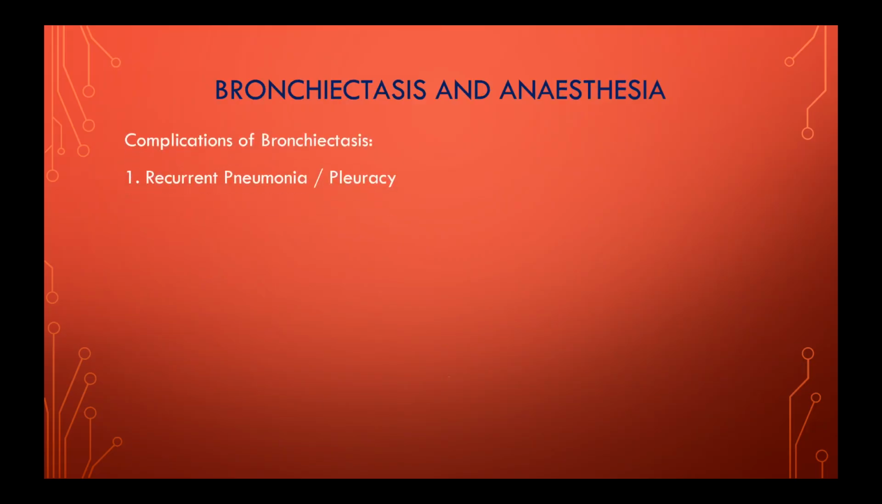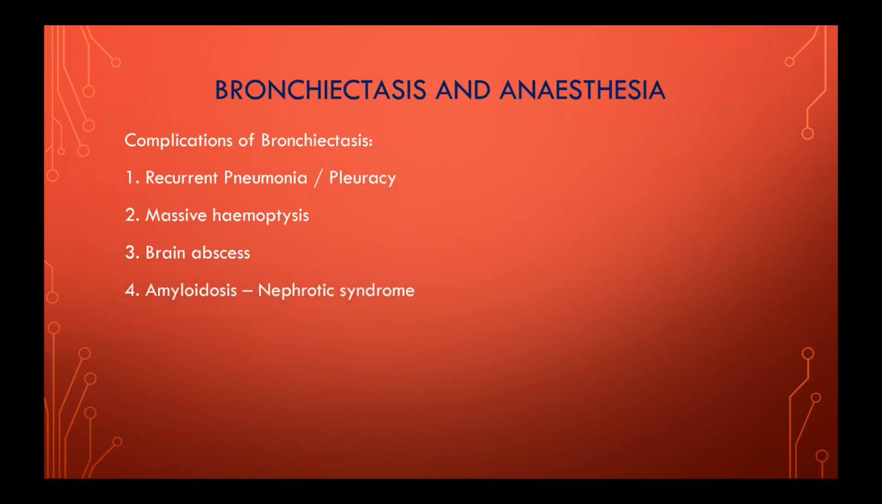And complications that can happen in bronchiectasis are massive hemoptysis, and the infection can spread through the blood to the brain also. And being a chronic condition, it can produce amyloidosis, which can lead to amyloid deposit in the kidney, nephrotic syndrome.